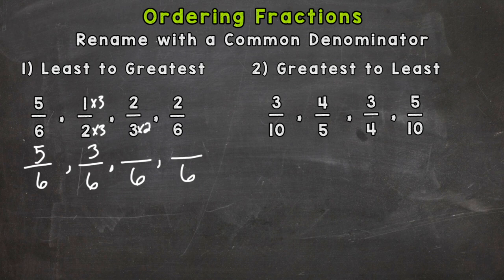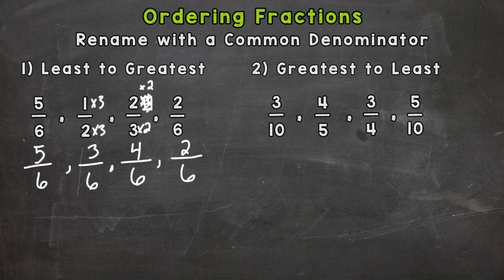3 times 2 gives me the denominator of 6. So I need to do the same thing to the top in order to rename that fraction. So I did 3 times 2, so I need to do 2 times 2, which would give me 4. And then the last one is already out of 6. 2/6 is 2/6. You do not need to rename.